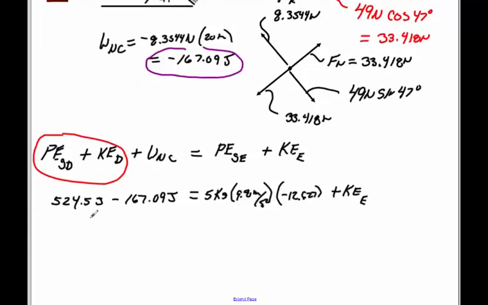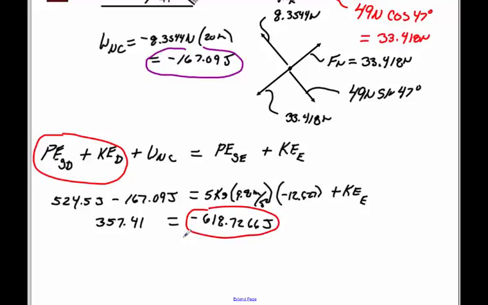Alright, we'll do the math on the left side. I will take 524.5 and subtract 167.09. That gives me a value of 357.41 joules, which is equal to the gravitational potential on the right: 5 times 9.8 times negative 12.627 gives roughly negative 618.726 joules. So that's the gravitational potential I'm going to have at E.